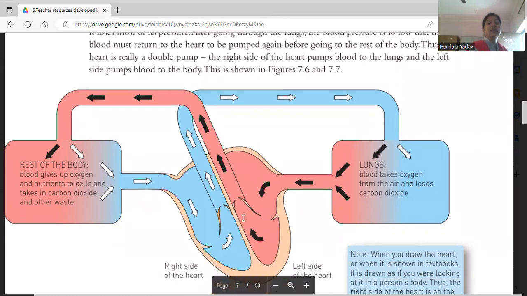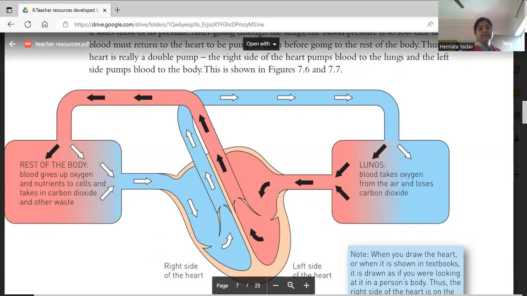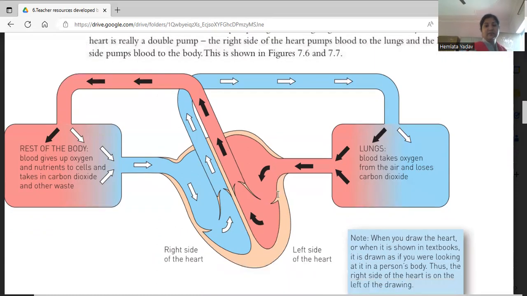And this is shown in the figure. Here we can see that the right side is pumping the blood to the lungs. The pressure is low, so it is taken again by the heart, and now more pressure is created through the aorta, and now the blood can move into the body. And so it is a double circulation.